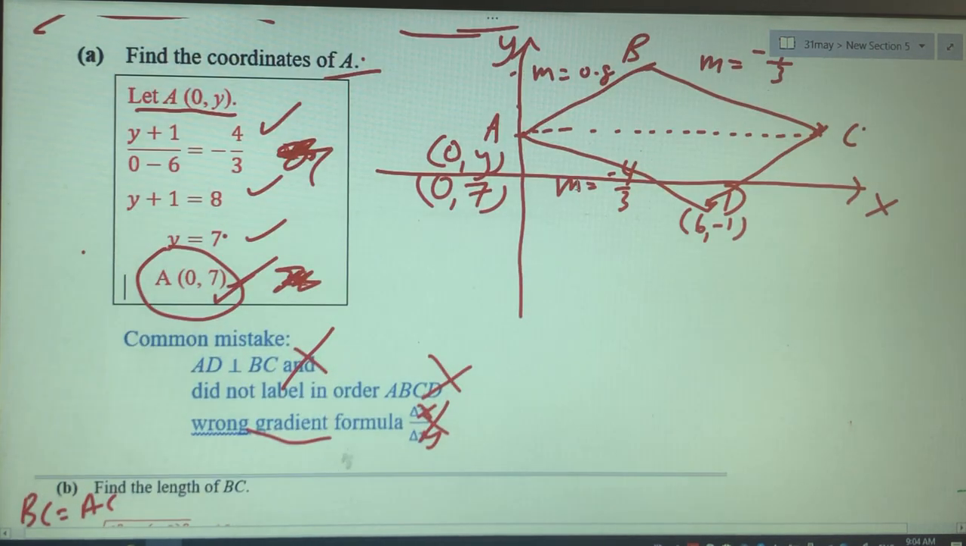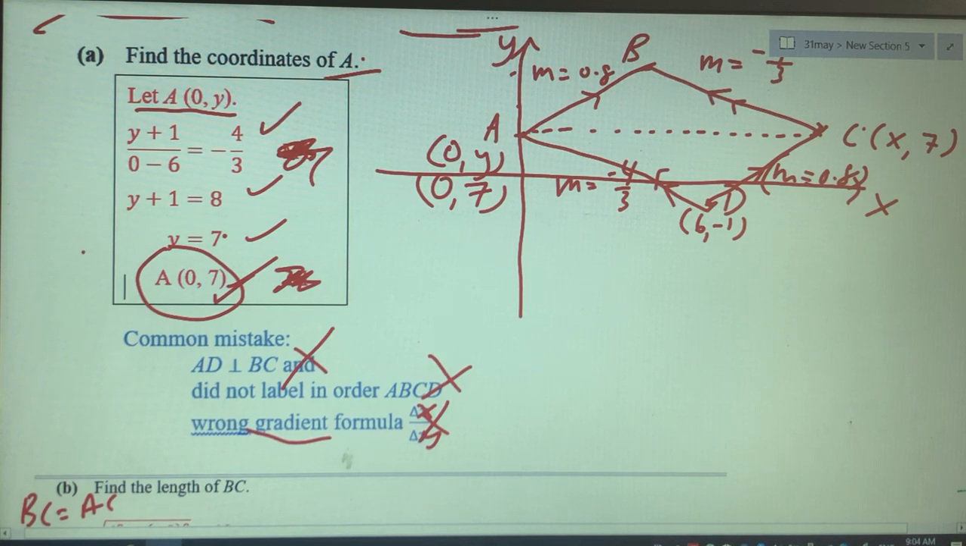So if this is 0.8, this must be 0.8. And you must infer correctly. If this is 0.7, this must be... So you see how powerful the diagram is. I'm at level 7, you must be at level 7 also, right? And this is the only unknown. So you can use this gradient to help you find the answer. Because this is parallel to this, this is parallel to this.